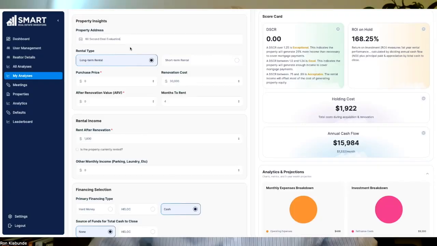How is it possible to evaluate a real estate investment opportunity in less than 60 seconds? Let me show you how. Every deal has a story. The question is, how quickly can we understand it?